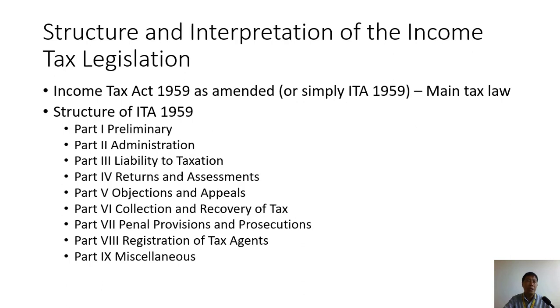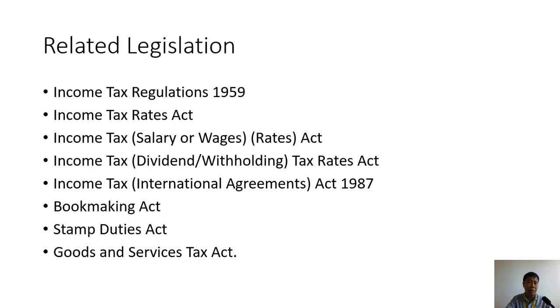Now these are the parts of the tax legislation. We call it the Income Tax Act 1959, or ITA 1959. You can see the structure. There are nine parts: preliminary, administration, liability to taxation, returns and assessments, objections and appeals, collection and recovery of tax, penal provisions and prosecutions, registration of tax agents, and others or miscellaneous.